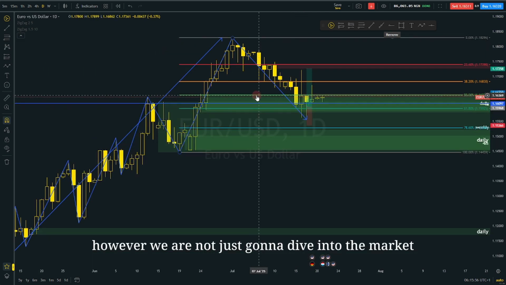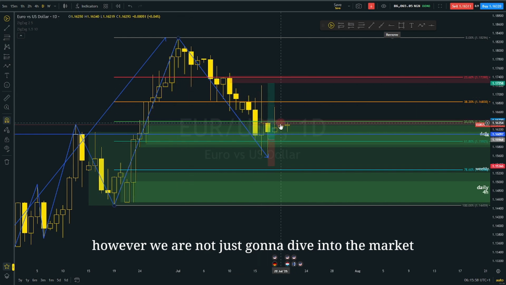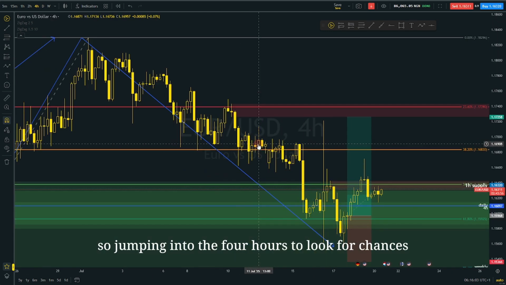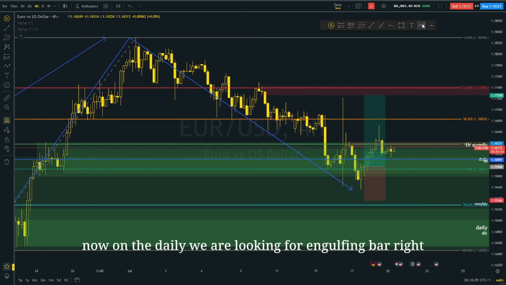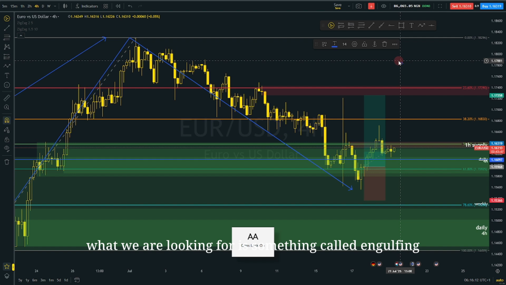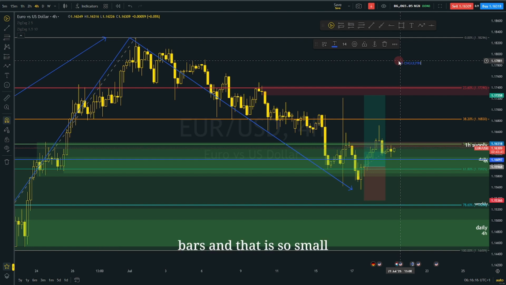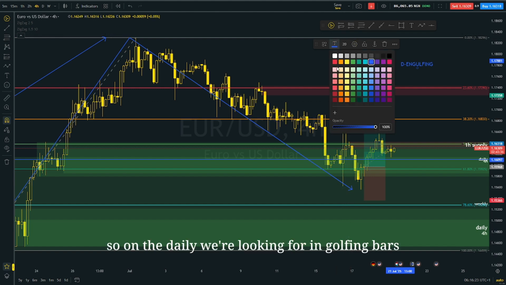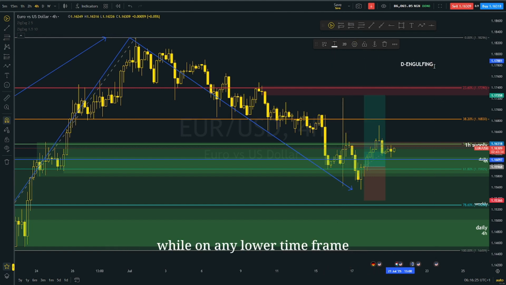However, we are not just going to dive into the market just like that. So jumping into the 4 hours to look for chances. Now on the daily, we are looking for an engulfing bar, right? Let me just write that out. So on the daily, what we're looking for is something called engulfing bars. And that is so small, so allow me to expand that.